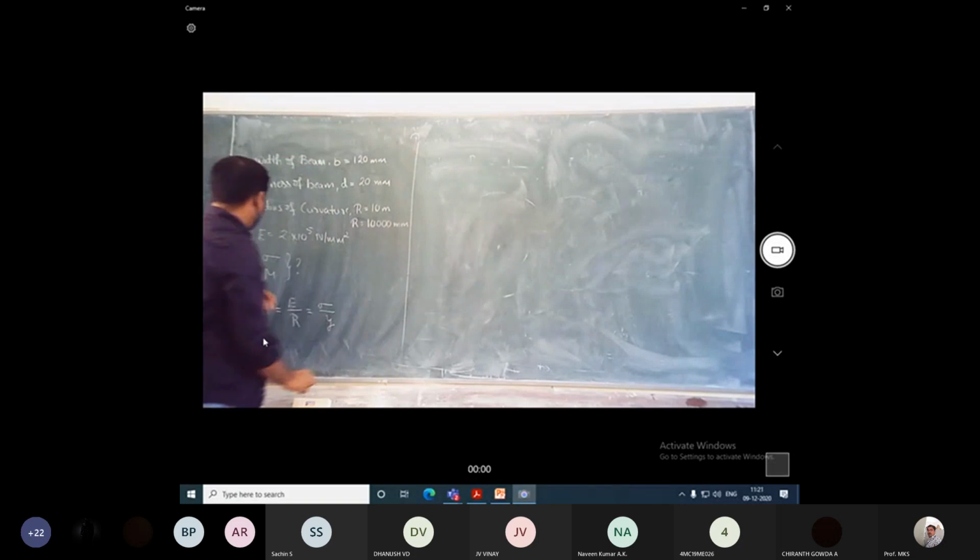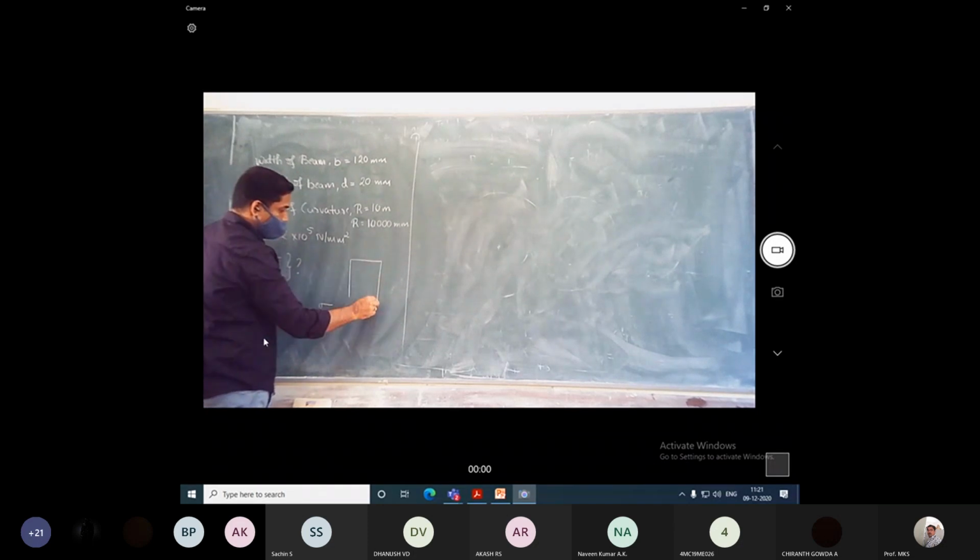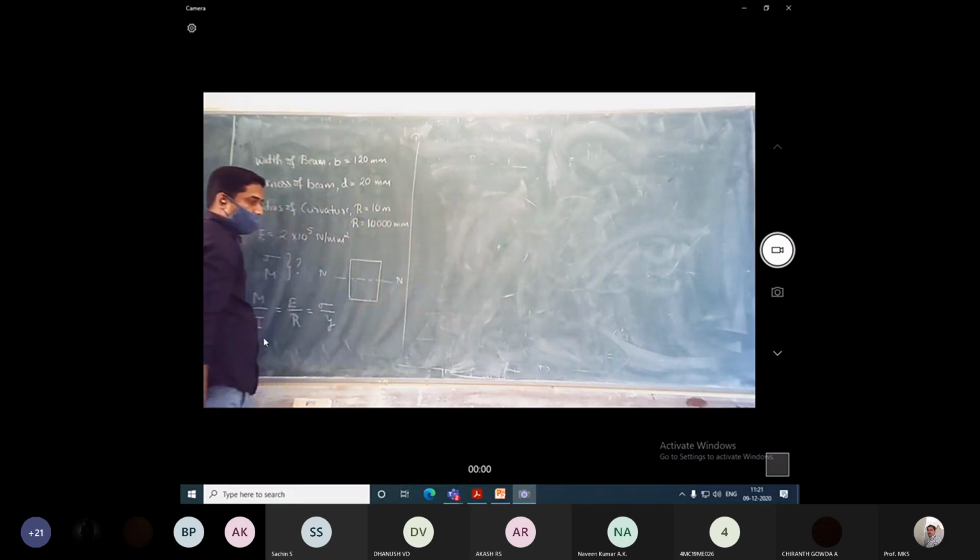So first, what I need to find is the bending moment that is induced in the beam, and the stress induced in the beam has to be found. So look at the given data. What all the things are given and what you need to find, you decide. Okay. It is a rectangular cross section. The neutral axis will be exactly at the center for a rectangular cross section.